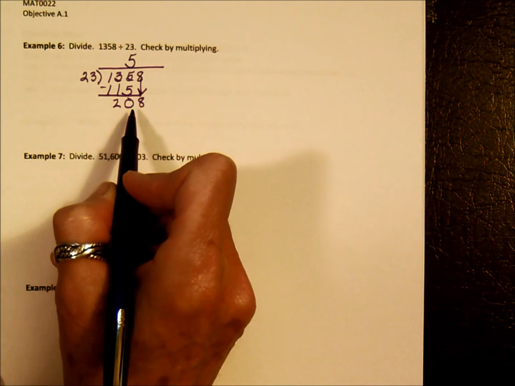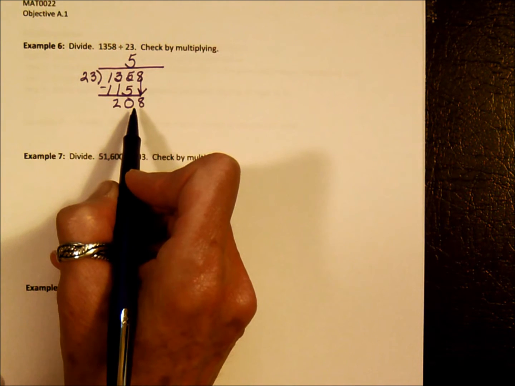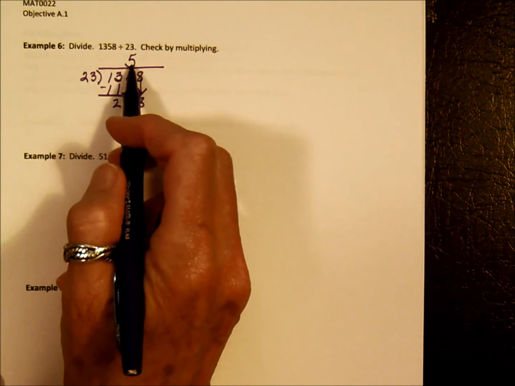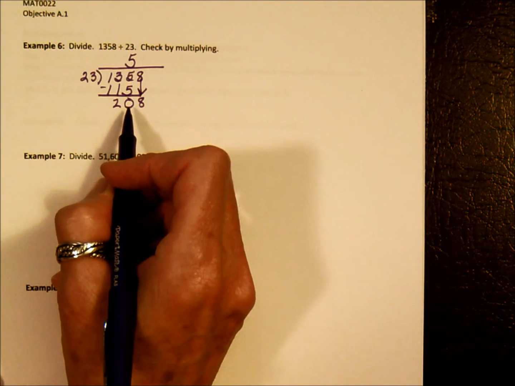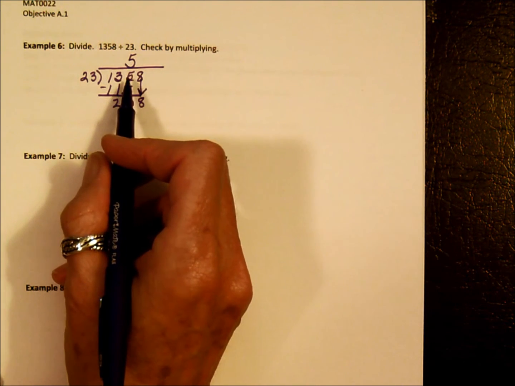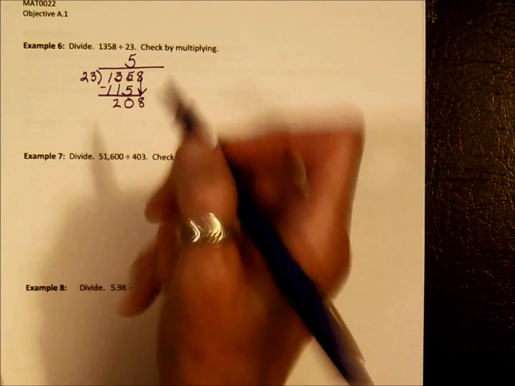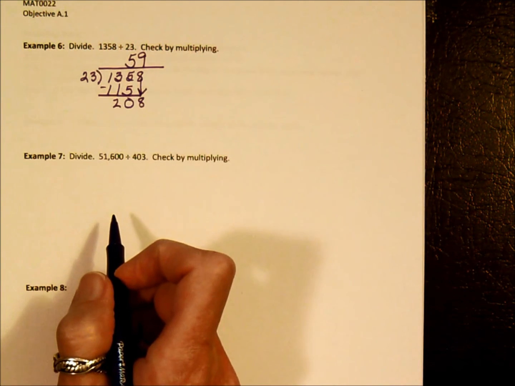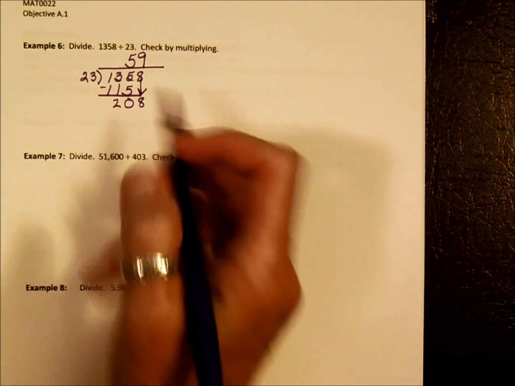You may not be able to guess this very easily, but it went into 135 5 times. 208 is a lot more than 135, so it's going to go in a lot more times. It happens to go in 9, but you might have to experiment with 8 and then find out, oh, that's not big enough. It may take some experimenting.